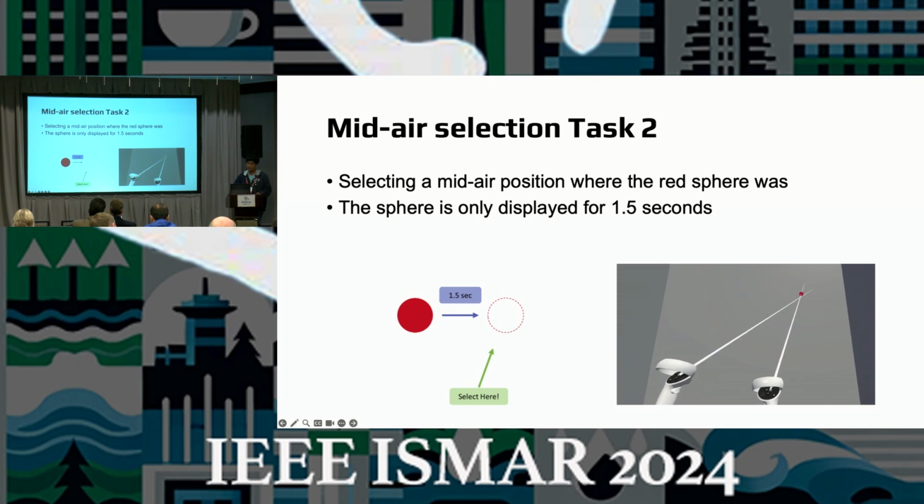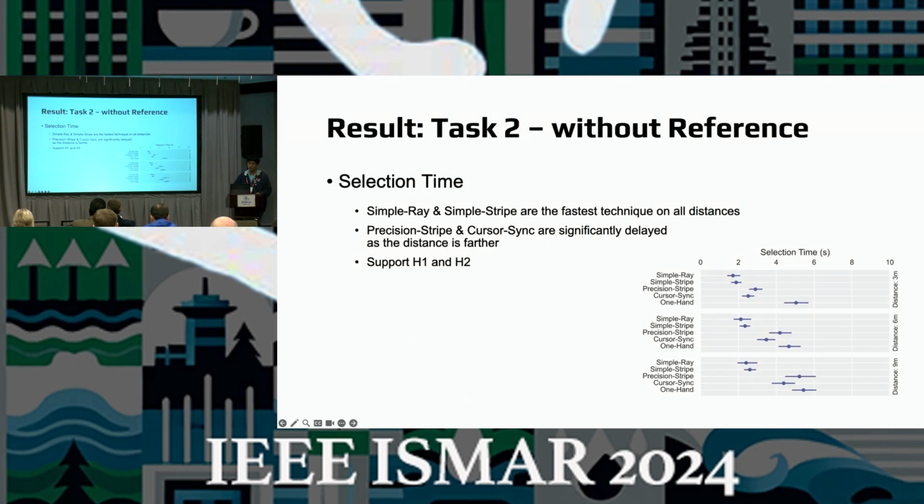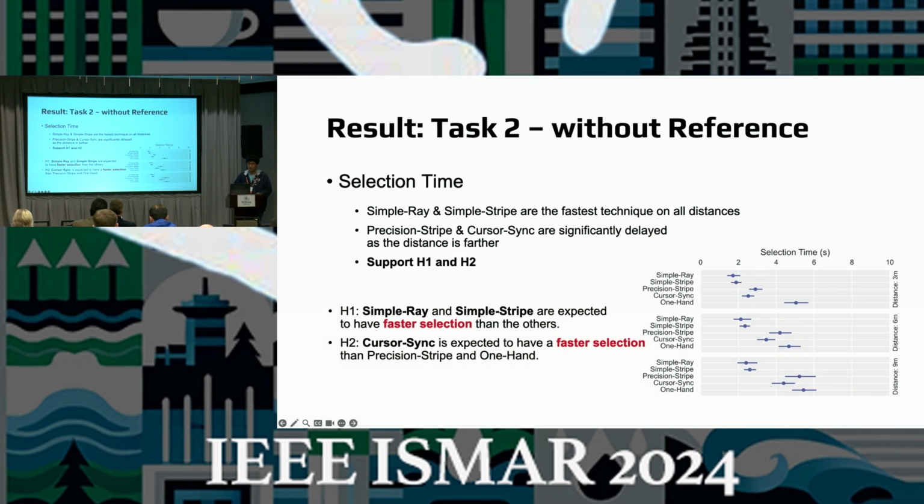And task 2, that is the task for selecting where the last pair was. The selection time result shows that simple A and simple strip are the fastest techniques on all distances. And precision strip and cursor sync are significantly delayed as the distance is further, same as task 1. And this result supports hypothesis 1 and 2 about the selection time.